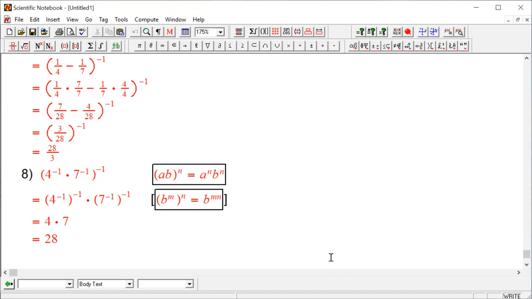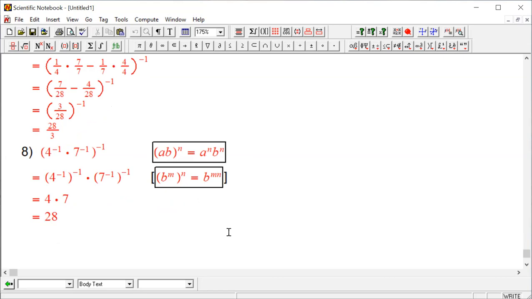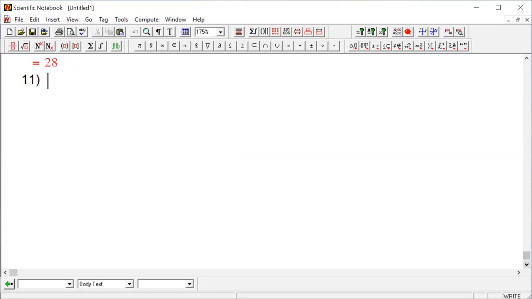Okay, so this covers the fractions. So we're going to do one more, which is number 11. Now the power is not a -1, it's like -2, or -3. So number 11 on your homework. Okay, so 2 to the power of -3 plus 3 to the power of -2. And then outside there's a power, -1.